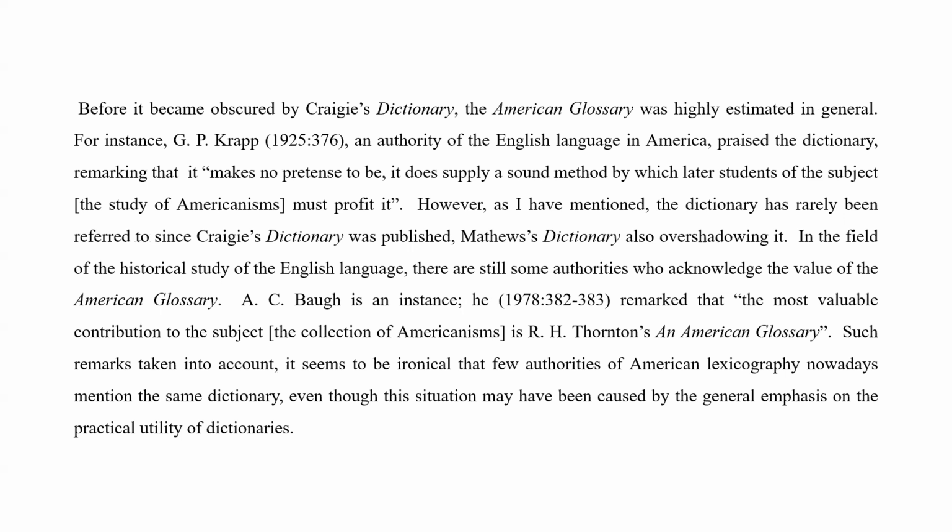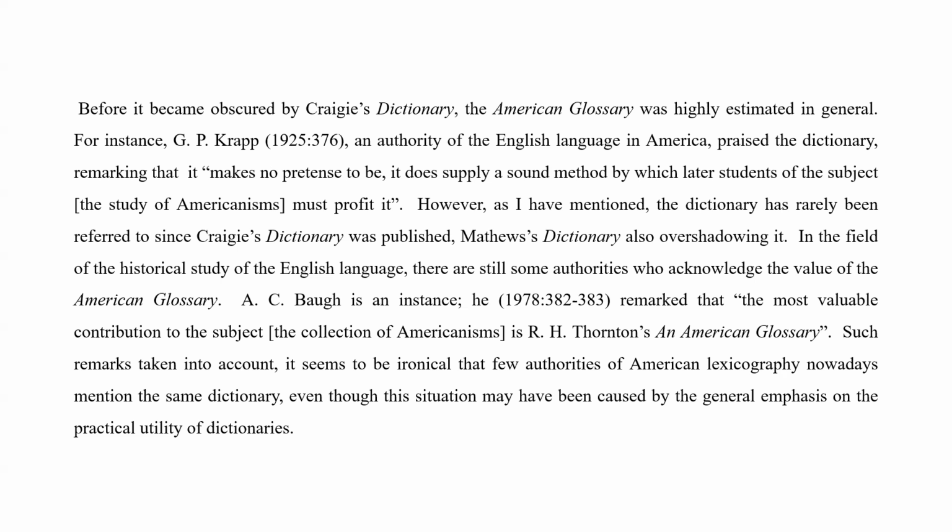Before it became obscured by Craigie's dictionary, the American Glossary was highly estimated in general. For instance, G.P. Krapp, an authority of the English language in America, praised the dictionary, remarking that it makes no pretense to be complete, but it does supply a sound method by which later students of the subject, the study of Americanisms, must profit. However, as I have mentioned, the dictionary has rarely been referred to since Craigie's dictionary was published, Matthews's dictionary also overshadowing it.